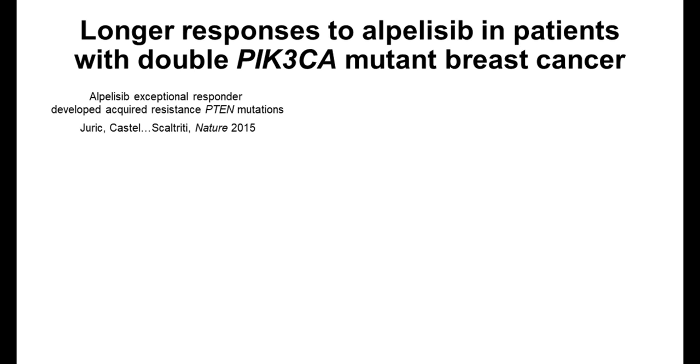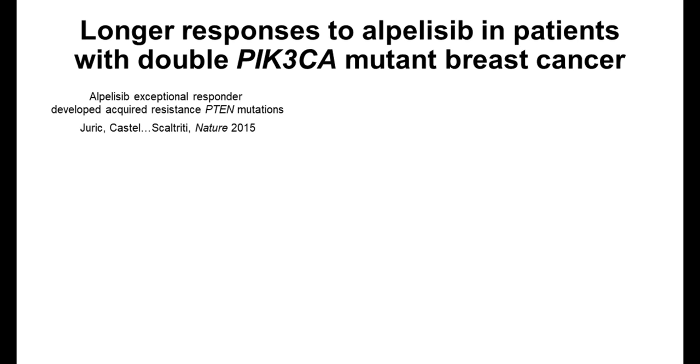The germ for this study came from the identification of an exceptional responder patient to alpelisib by Maurizio Scaltriti's group in 2015. This paper identified a patient who had a long response to alpelisib monotherapy, but then developed acquired resistance. The nature of this acquired resistance was due to mutations in the cognate enzyme, PTEN, which antagonizes the effects of PI3 kinase.